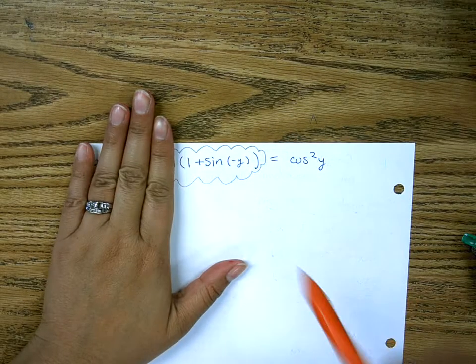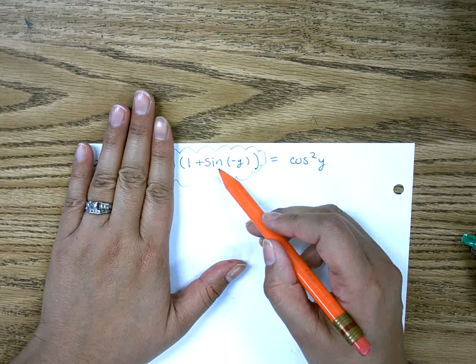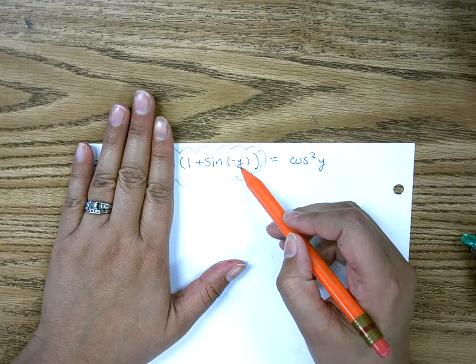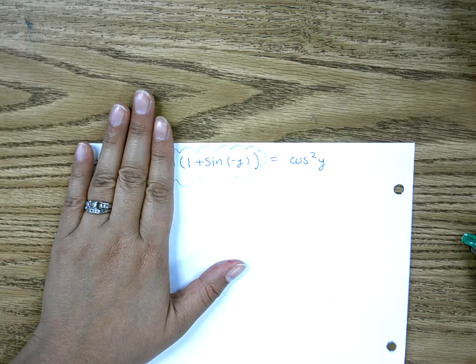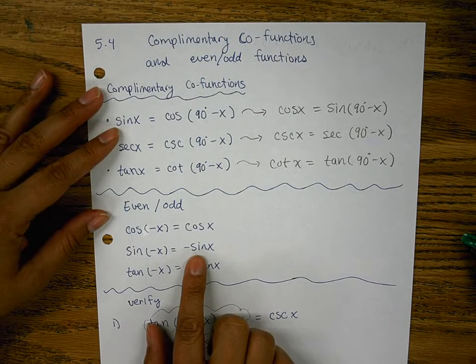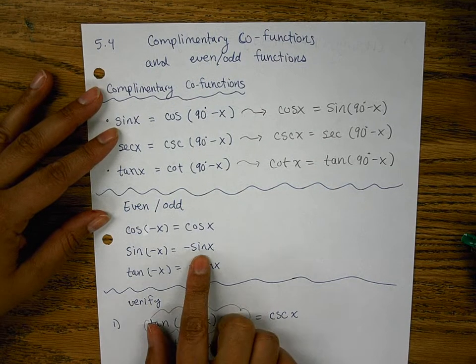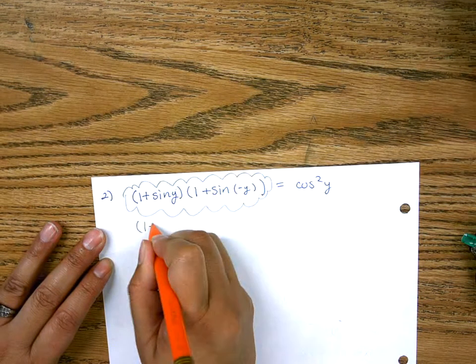But here, I'm hoping again it's screaming at you saying, change me, change me. Sine of negative y does what? Is this the one that absorbs the negative or kicks it to the front? It is right here. It kicks it to the front. Sine of negative x is negative sine x. So that one's going to change. First one's going to stay.